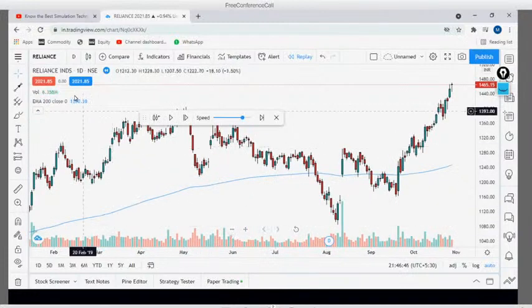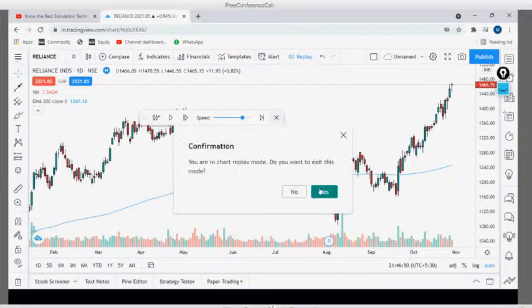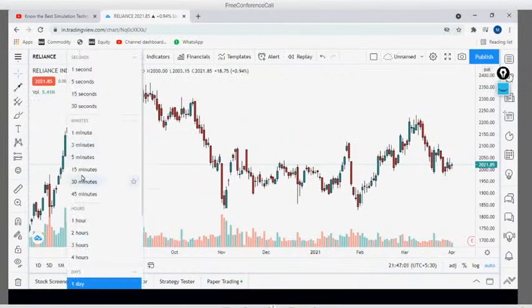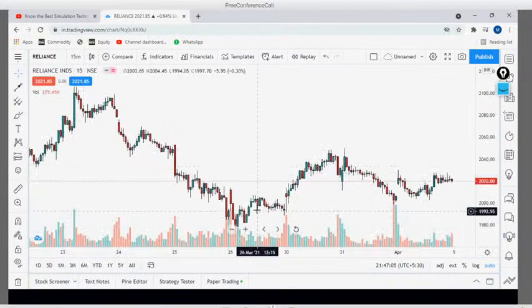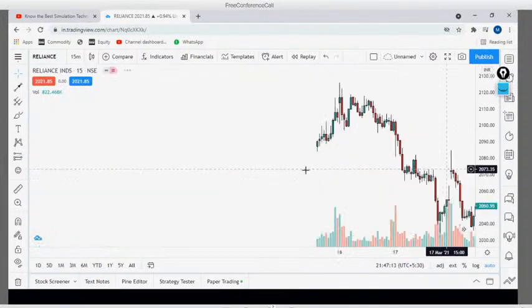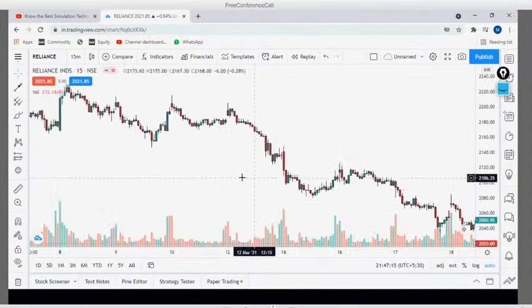Okay, now one more thing. If you want to do the same backtesting on a smaller time frame, what you can do is just select this one. Let me go to 15 minutes, the 15-minute chart. What I'll do is go to the date when I want to start backtesting. Maybe I'll go to the starting of the March month.